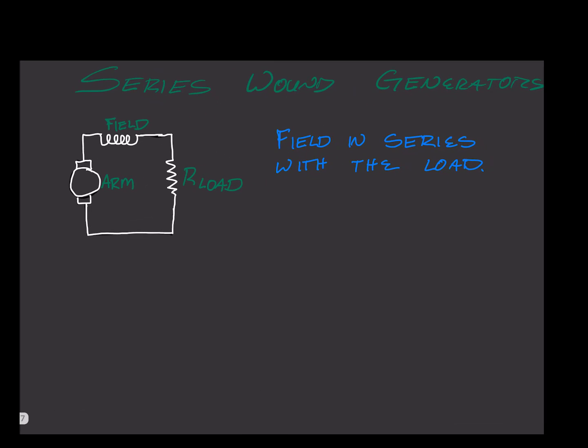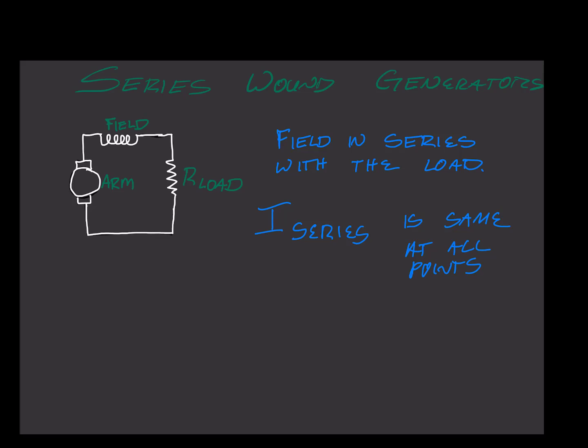Now let's take a look at our first case, the series wound generator. In this case, the field itself, the magnetic field, is in series with the load. Now we know from our basic DC theory that current in series is the same at all points. So how does this affect us with the series wound generator?